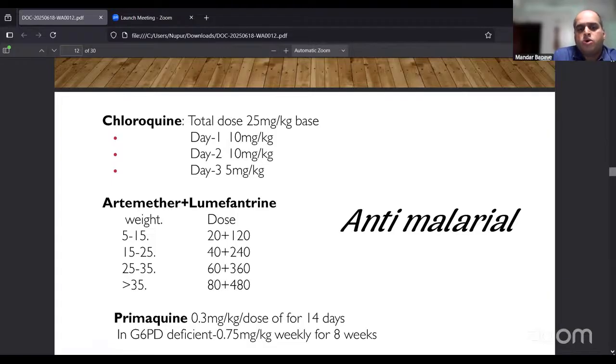Now, the above dose of 0.3 milligram per kilogram per dose is true for Vivax malaria. If someone has falciparum, then we give primaquine in a dose of 0.9 milligram per kilogram, it's a stat dose.